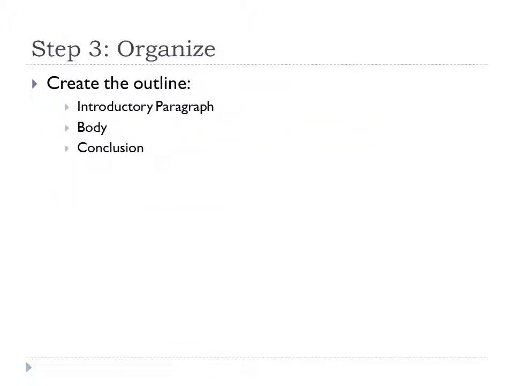The final step to creating an outline is to organize your ideas and research. All papers begin with an introductory paragraph and end with a conclusion. In between those paragraphs is the body of the paper. The body of the paper contains all of the evidence, information, and analysis that supports your main idea.